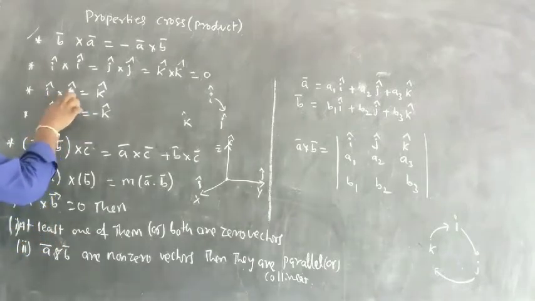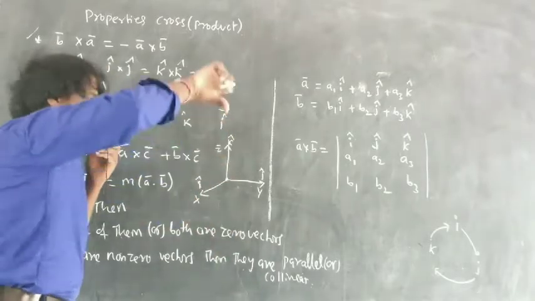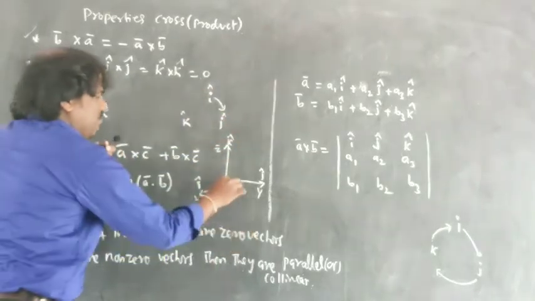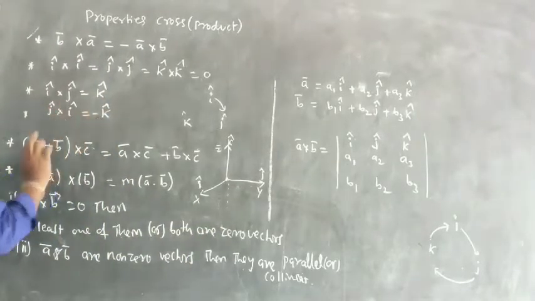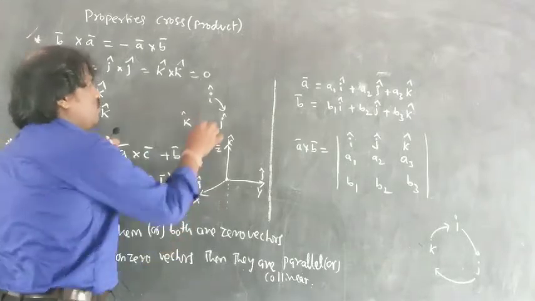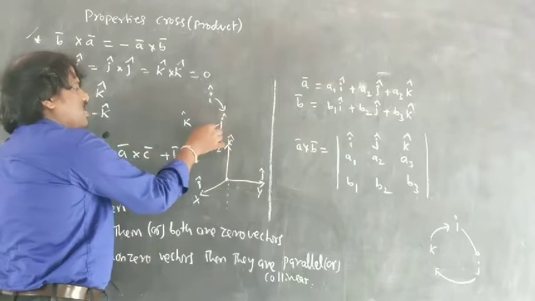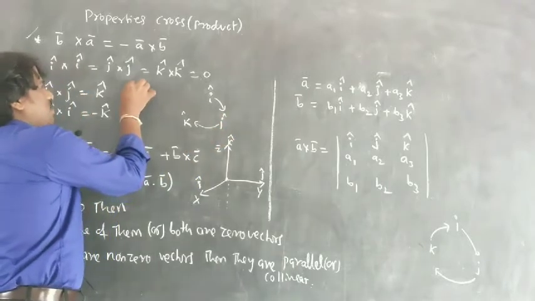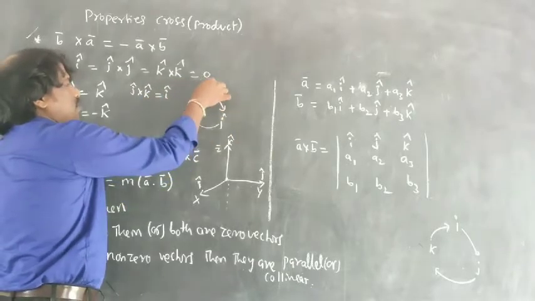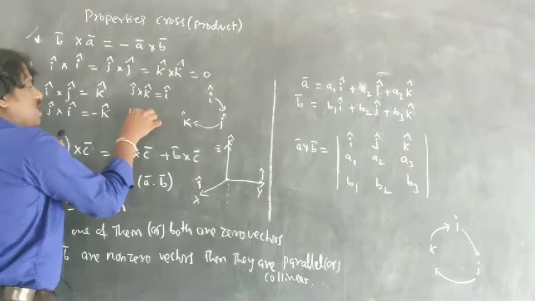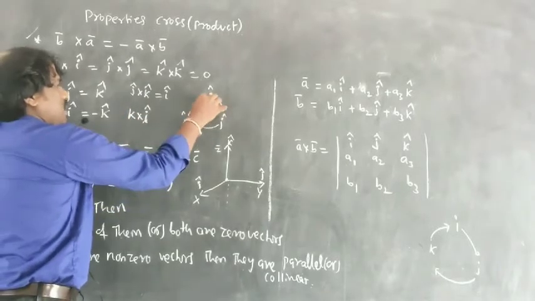Now I cross J is equal to K. Then how much will J cross I be? Minus K, downwards. That gives you a downward perpendicular. J cross I will give you minus K vector. So a simple thing: I cross J will be K, J cross K will be I, and K cross I will be J.